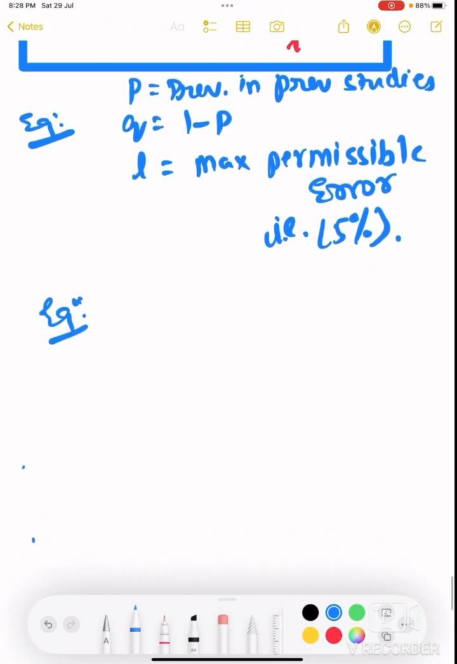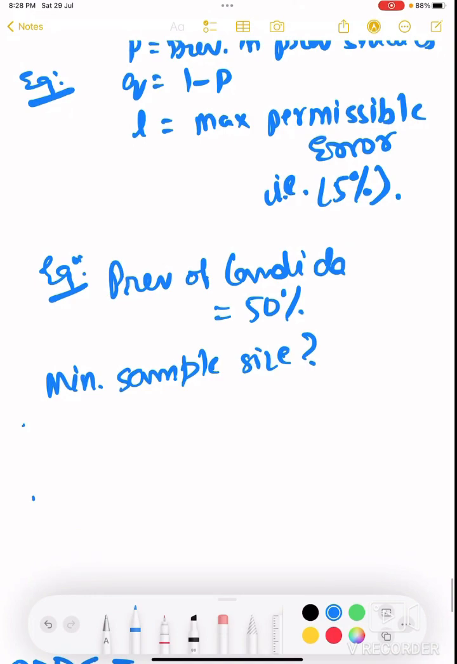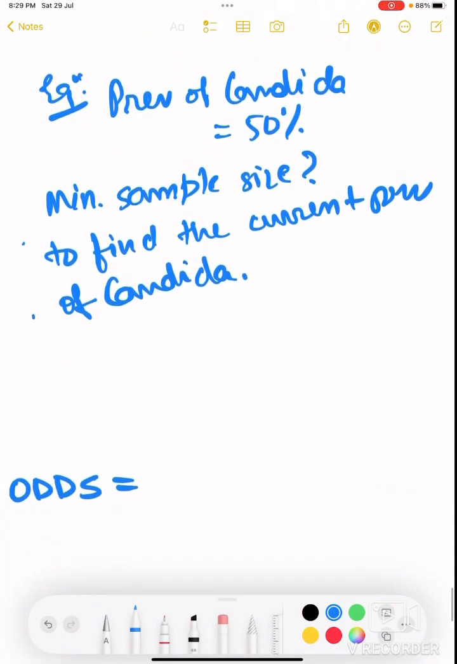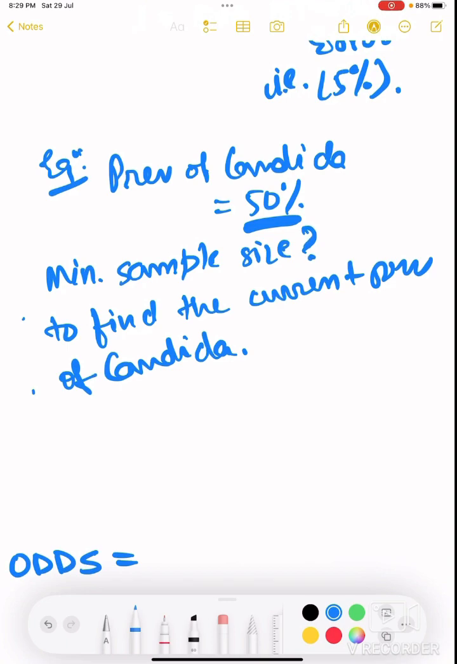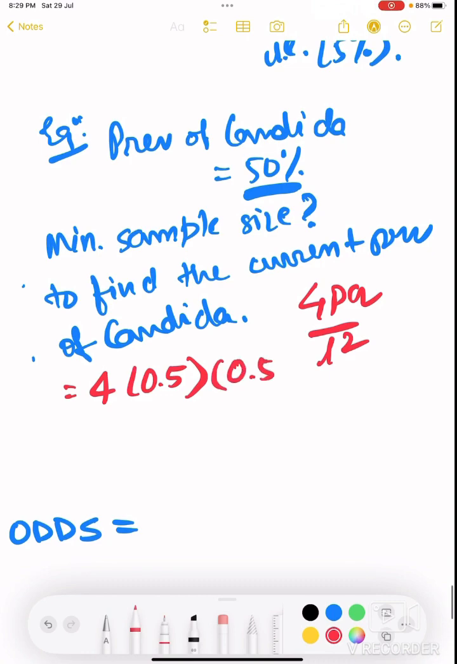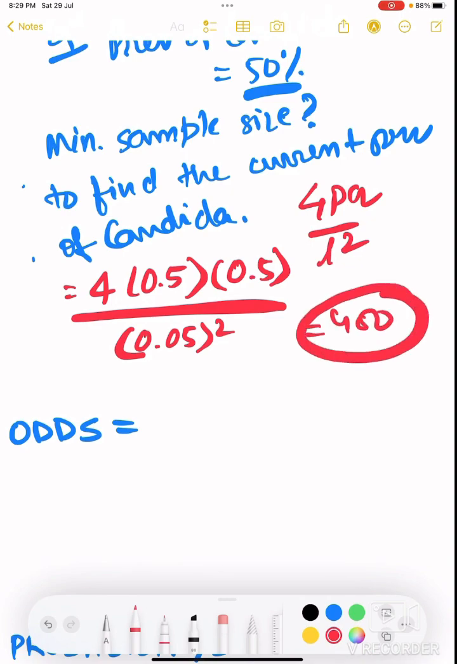For example, the prevalence of candida is actually 15% from a previous study. What will be the minimum sample size you have to calculate to find the current prevalence of candida, right? Let us say prevalence of candida is 0.5. What will be the minimum sample size that I have to take to calculate the current prevalence? So what is the formula? It is 4pq upon L square. So 4, what is p? I already told you that p is prevalence in previous study, so it is actually 0.5, 50%, right? What will be q? 1 minus 0.5, again 0.5. And what will be L? L is taken as 5%. 5% means 0.05, right? Don't take it as 0.5 and whole square, right? So you will come out with an answer of 400. So minimum sample you have to take is 400.